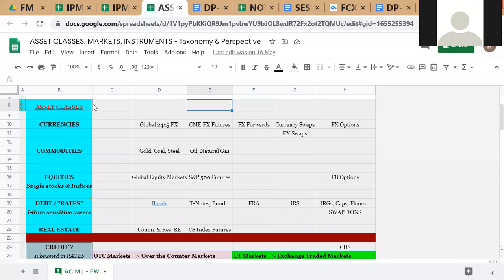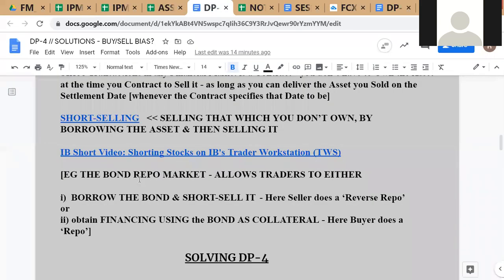You are not confined to equities. Although we first encounter the term in equities, you can do this kind of short selling, that is, selling the asset which you don't own, also in the bond market, and in currencies and commodities. When you do it in the bond market, this very well-known repo transaction, the bond repo market, is a very big market in the developed countries, in the US, very, very big.